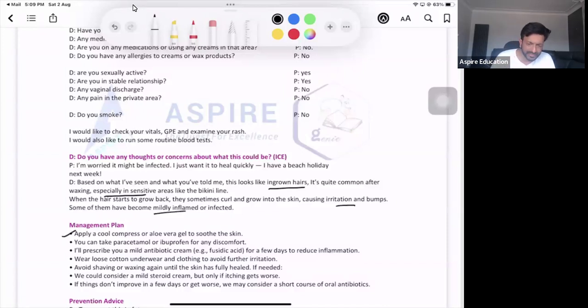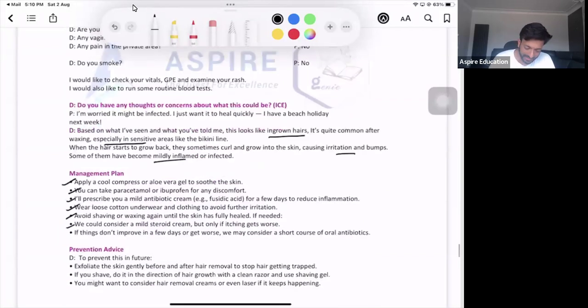Management is nothing difficult. Apply a cool compress. Paracetamol if needed, we can give you mild antibiotic cream as well. And wear loose cotton underwear. Avoid shaving or waxing again until the area is fully healed. We could consider giving a mild steroid cream as well. If things are getting worse, we might give you oral antibiotics as well.